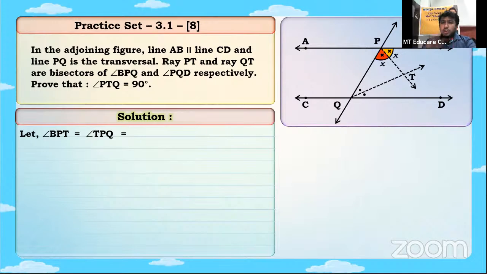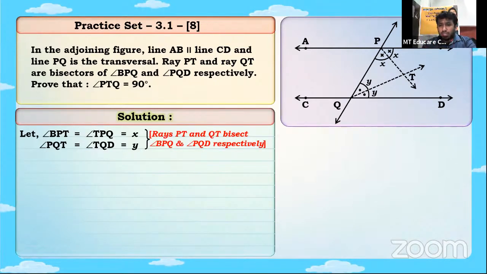Why are they equal, students? Because PT is an angle bisector. What does an angle bisector do? Divides the angle into two equal parts. So I will denote this by X. Same way, students, angle PQT and angle TQD will both be equal and they will be denoted by Y. Whenever you have an angle bisector, it will divide the angle into two equal parts. The reason will be: ray PT and ray QT are the bisectors of angle BPQ and angle PQD respectively.